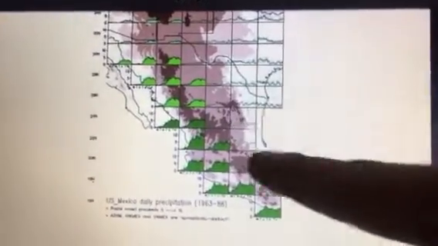It even shows the path of how much moisture falls. Usually this is the heart of the monsoon down here where the heaviest rainfall is.